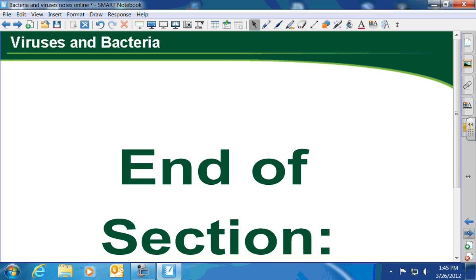So with the virus, if we do get the flu, we may take Tamiflu, and that's just going to shorten the duration of the flu because it's going to stop the reproduction of those viruses. Okay, so that's it for viruses. Look over your chapter, your section 1, and see if you have any questions. If you do, write them down, ask them in class.